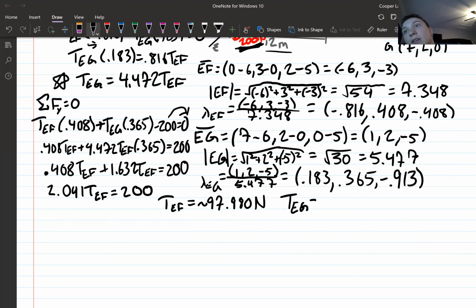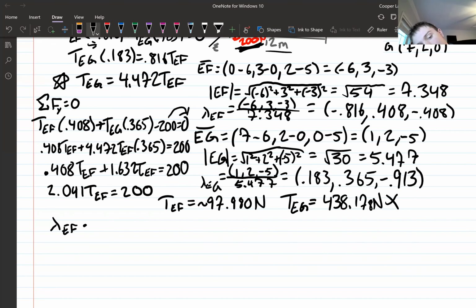However, if you were curious, when you multiply that out, you'll get TEG equals about 438.178 newtons. However, this value ultimately does not matter. So we're only going to focus on that TEF. Now that we have that, I'm going to solve out and get my actual lambda. I'm going to do my lambda EF, and multiply it by my TEF value, and that will give me the value I need for my moment problem.